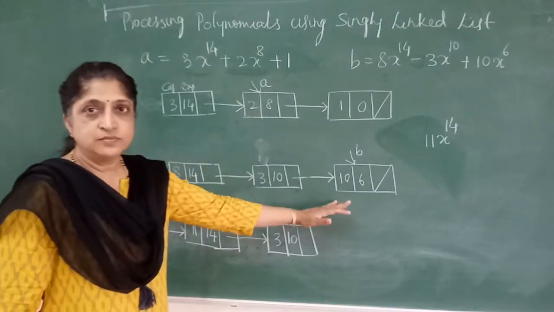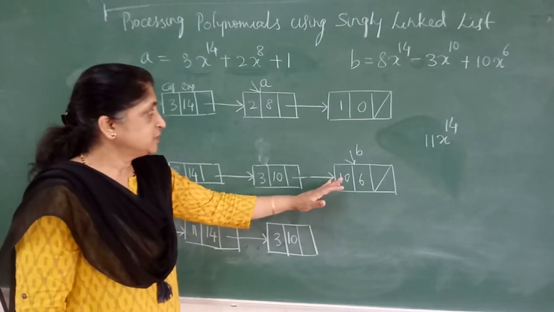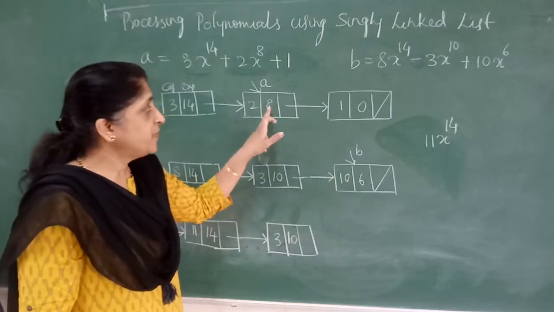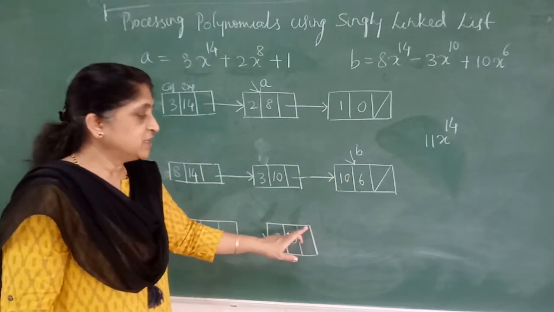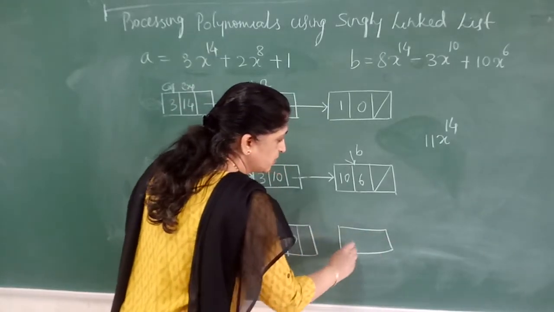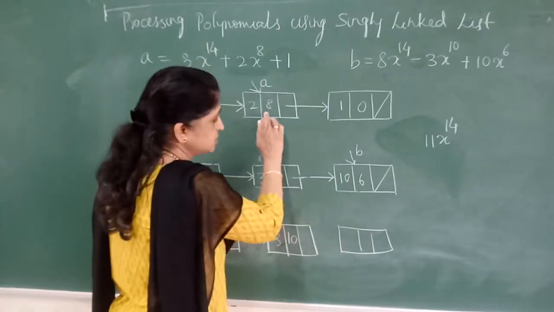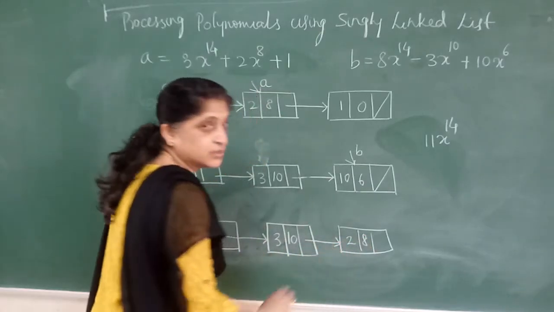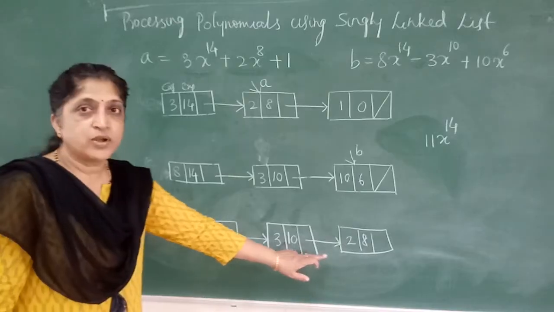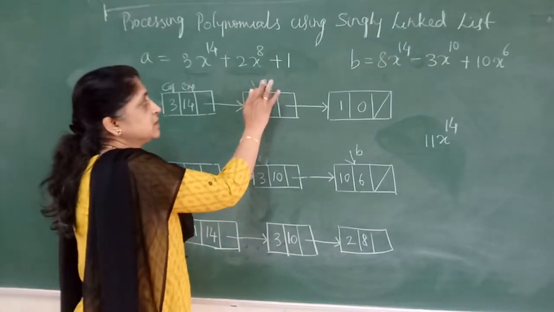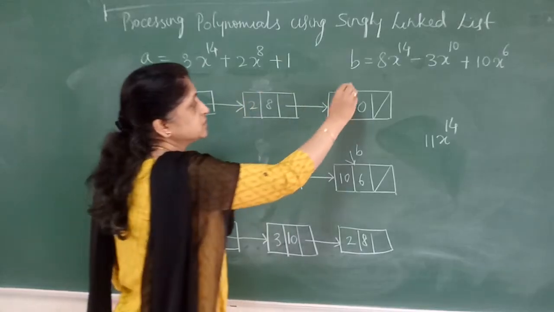Now again compare the exponents. This has an exponent 8 and this has an exponent 6. So append this term to the polynomial C. Again perform the malloc operation, that is the get node operation. Add this term here, 2 and 8. Make the pointer here point to the next node. Now advance in this. A should point to the next node.